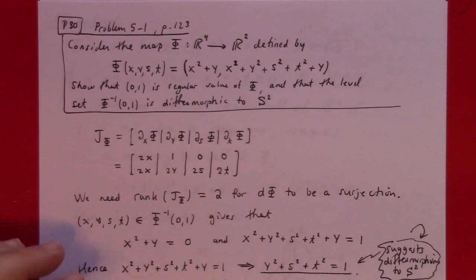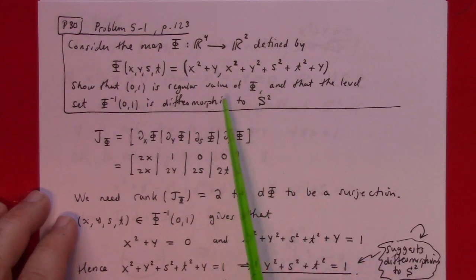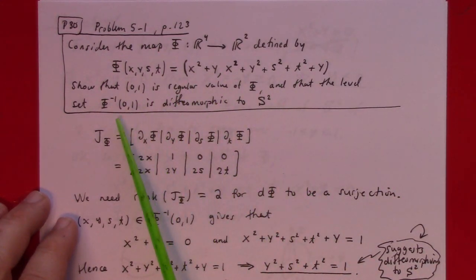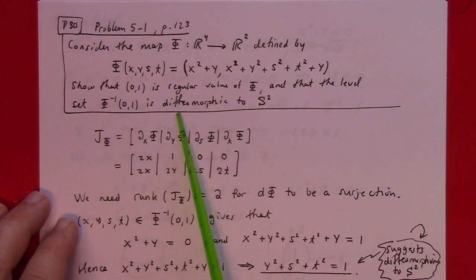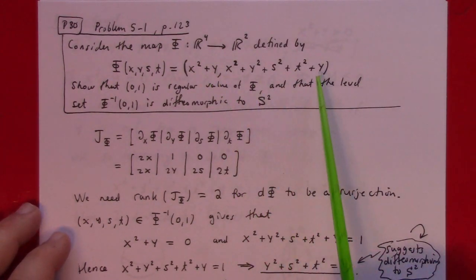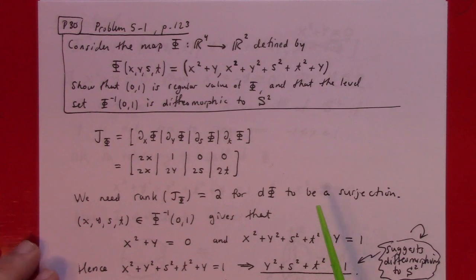Now, problem 30, we have the map phi from R4 to R2 defined by such. We're supposed to show that (0, 1) is a regular value, and that the level set, the inverse image of (0, 1), is diffeomorphic to S2. So, all right, I calculate the Jacobian of this thing with respect to the coordinates. I get that. In order for the rank of this to be 2, we need the rank of this to be 2 for it to be a surjection.